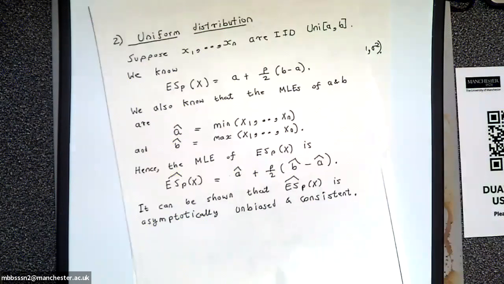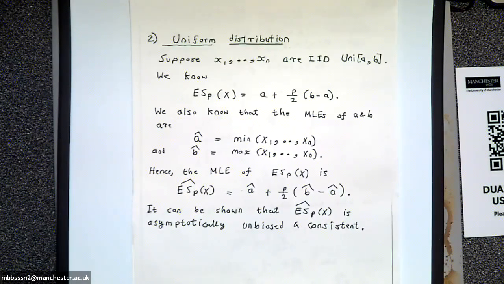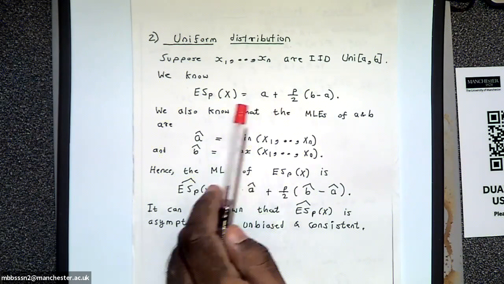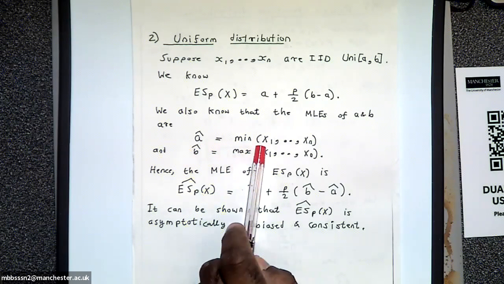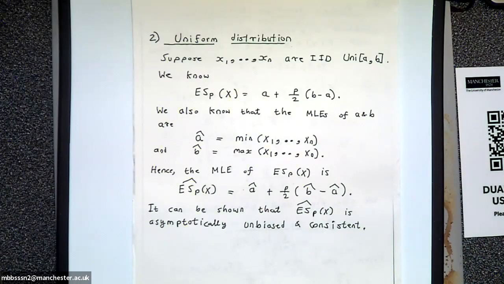The second method is the uniform distribution method. From 2 weeks ago, you know the formula for the expected shortfall is this. And you should know from statistical methods, the MLEs for A and B are the smallest and the largest data point. And so hence the MLE for expected shortfall is given by this. And it can be shown that this is asymptotically unbiased and consistent. I will try to show that later today.